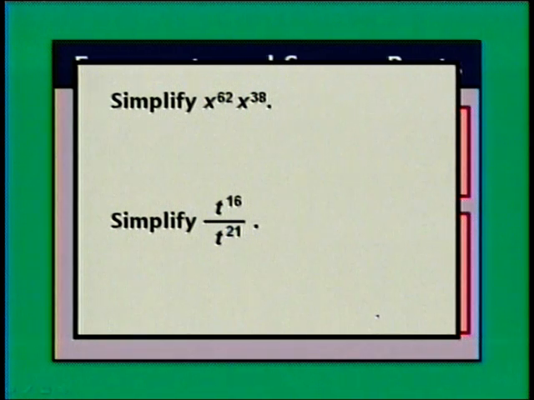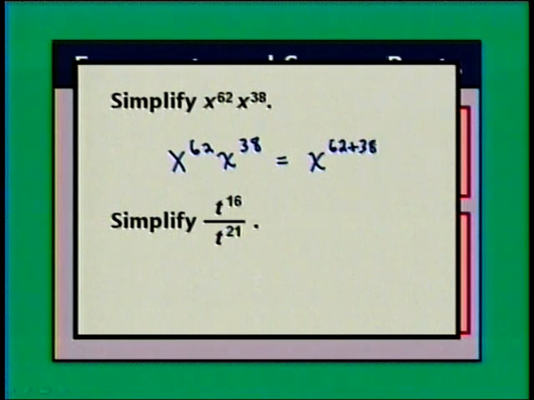Let's see some examples. If we had x to the 62nd times x to the 38th, according to our product rule, to simplify, all we need to do is add the exponents, and this is going to leave us with x to the 100th. This rule actually makes a lot of sense. This expression says that I have 62 factors of x. This expression says that I have 38 factors of x. So altogether, I have 62 plus 38 factors of x.